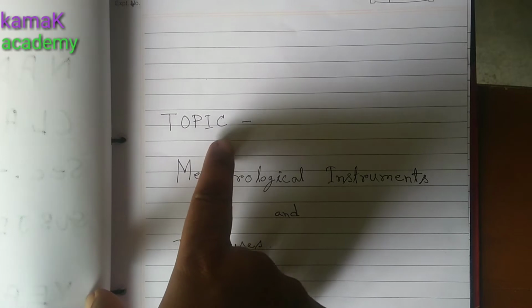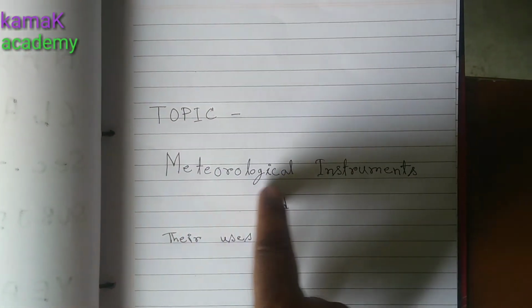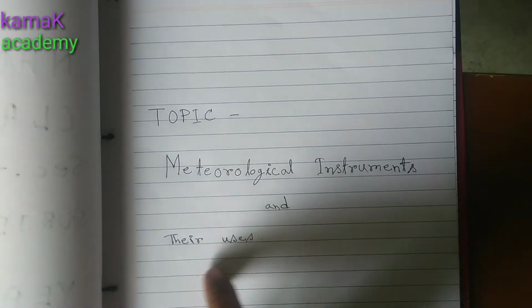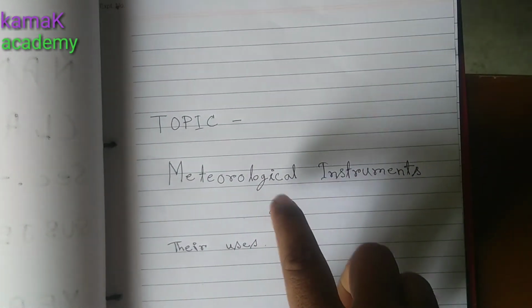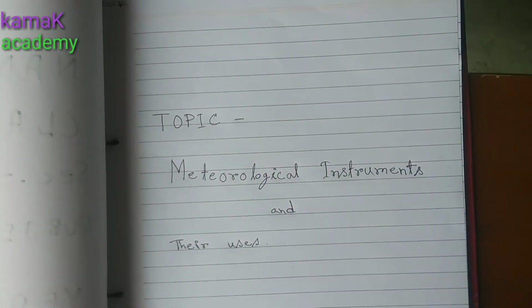Next page is the topic. The topic is Meteorological Instruments and Their Uses. You can decorate this word. Turn over the page.